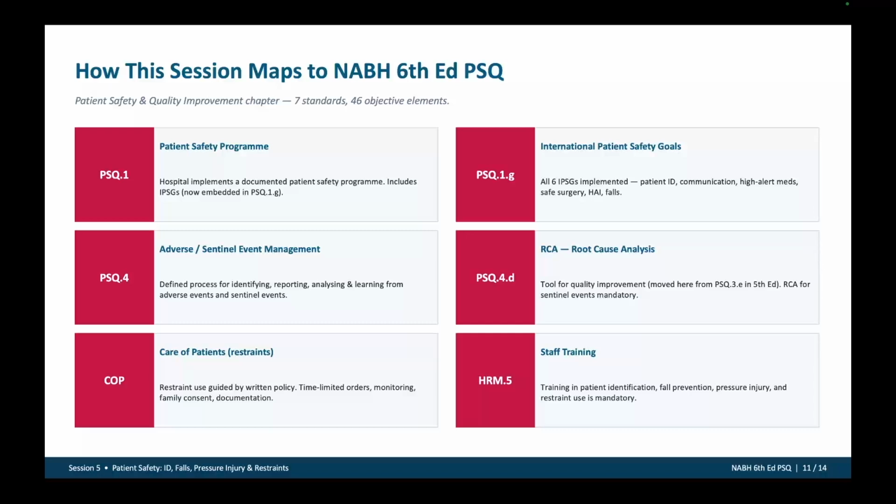International patient safety goals include all 6 IPSGs implemented: patient ID, communication, high-alert medication, safe surgery, hospital-acquired infection, and fall risks. RCA, root cause analysis, is a tool for quality improvement. RCA for sentinel events is mandatory. Staff training includes training in patient identification, fall prevention, pressure injury, and restraint use, which is mandatory.